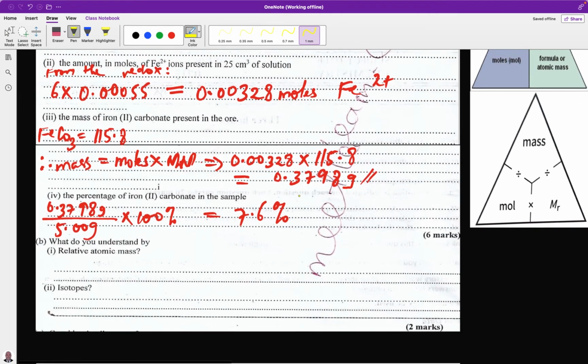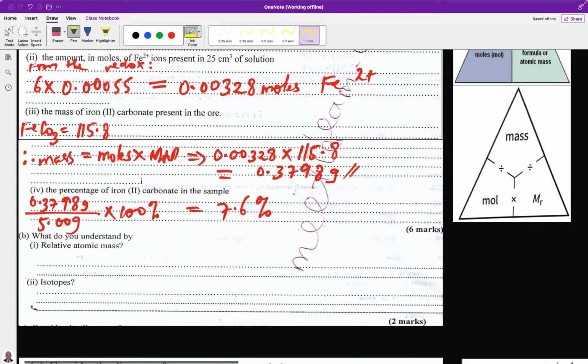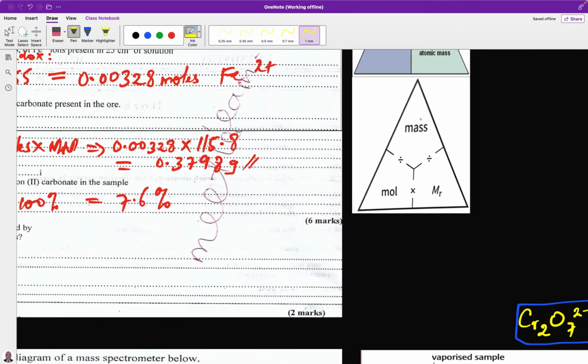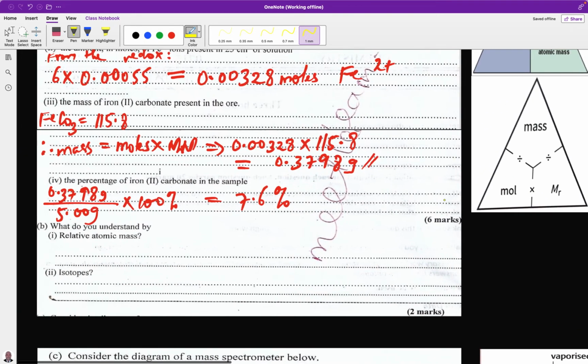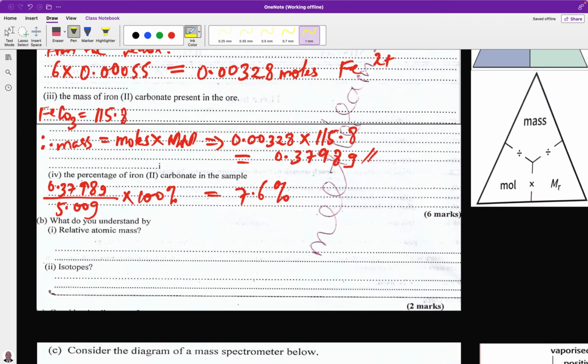Now, the mass of iron 2 carbonate present. Iron 2 carbonate, we need to use what to have the mass after having the moles? Use this expression. To have the mass is moles times the molar mass. The molar mass of iron 2 carbonate is 115.8, and you multiply, you will have this. Now the percentage will be our calculated mass all over the original mass that was given, times 100, will give us the percentage.